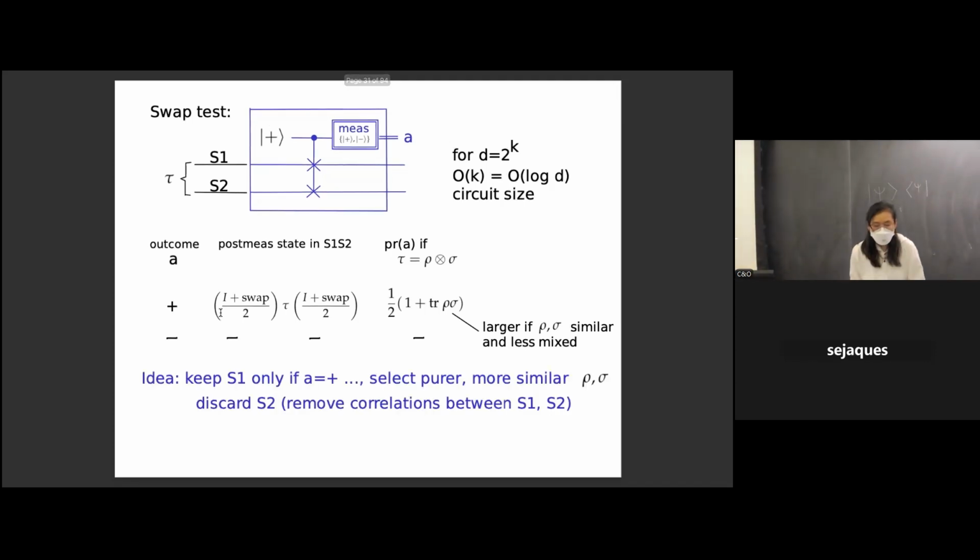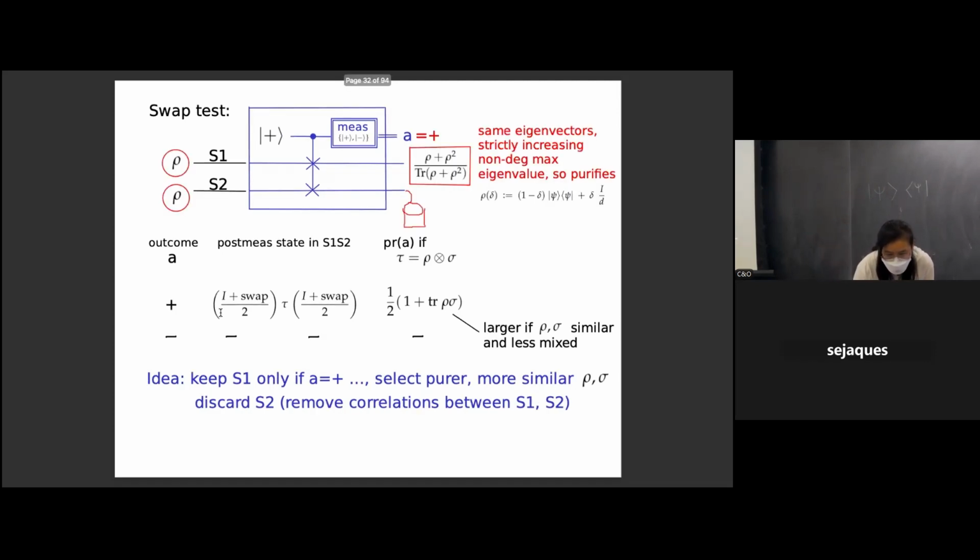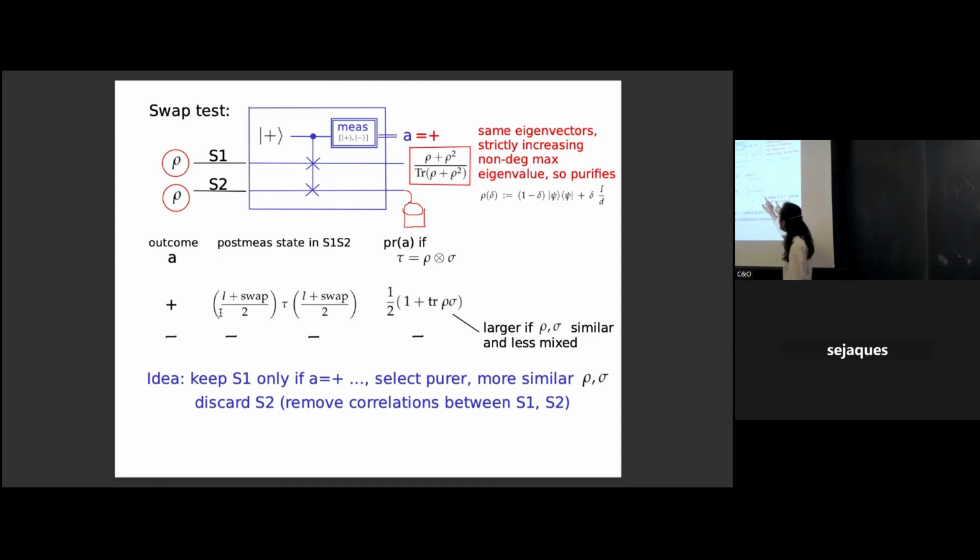So the intuition is that if we already get a plus outcome, then despite the fact that the state has a certain description before the measurement, we may have selected inputs that are more similar to one another. And that's the intuition for the protocol itself: to take 2 copies of the same state, so now sigma is also equal to rho. Now we have both rho and sigma included, 1 copy of each system. Then, if the outcome is plus, you throw away 1 out of the 2 systems. Let's say that we throw away S2.